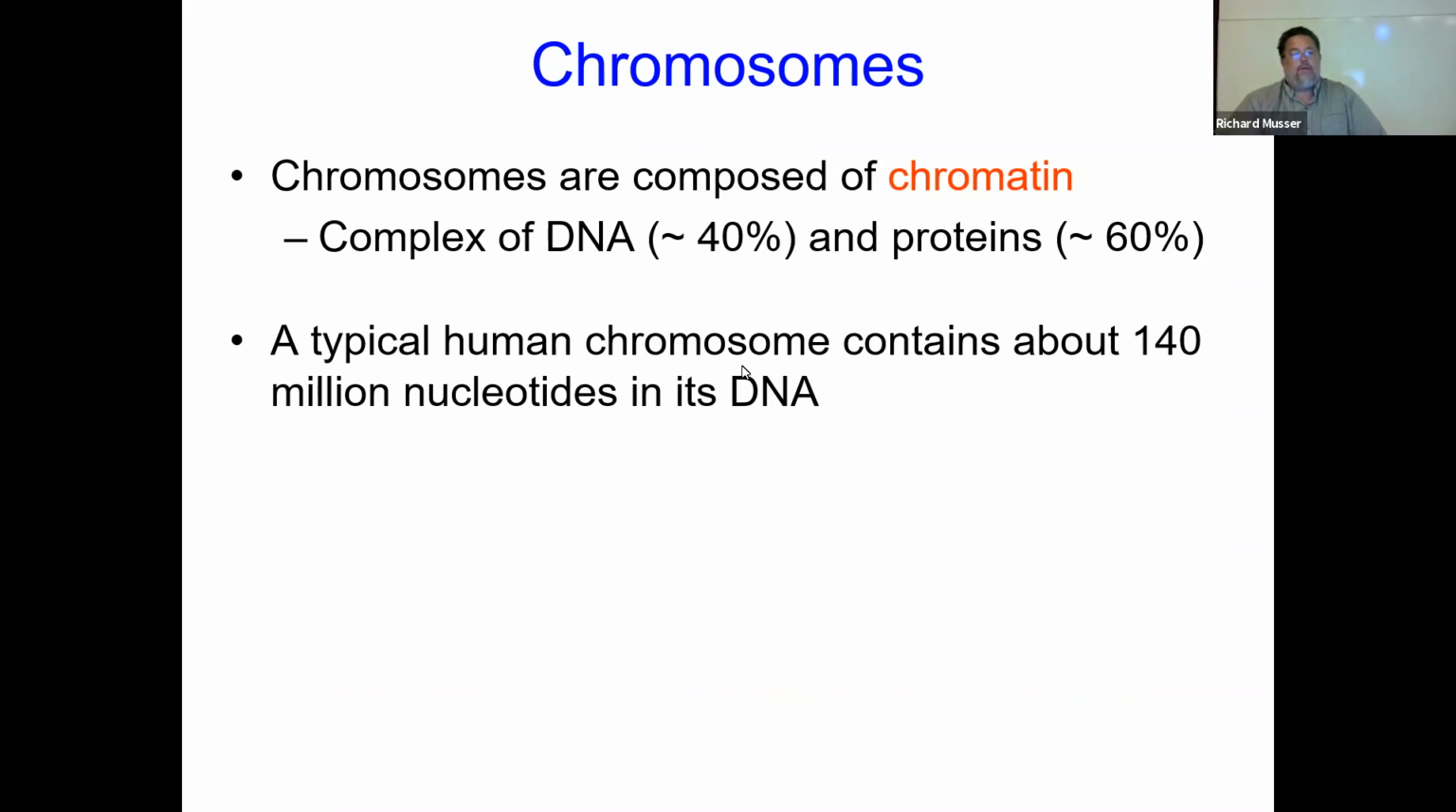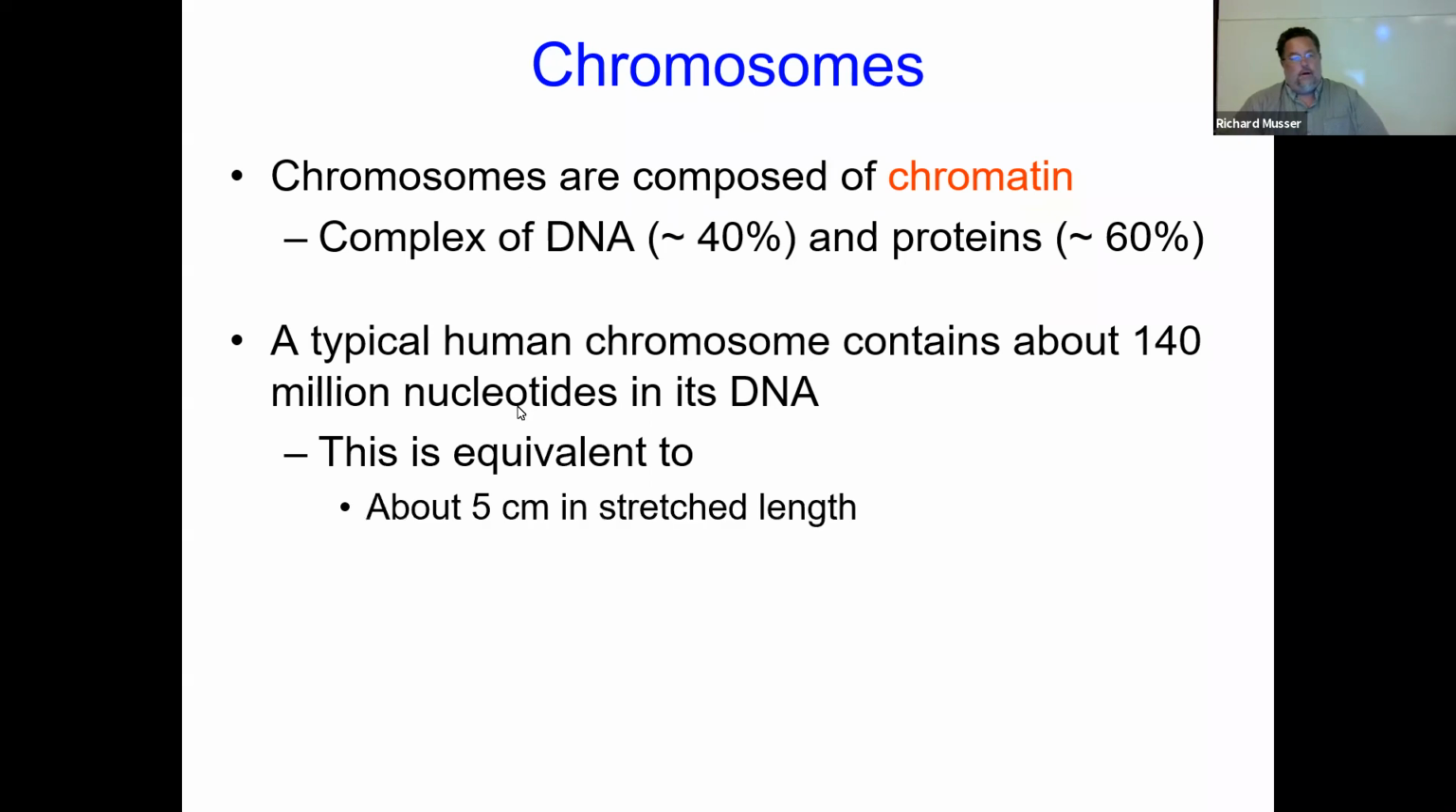A typical human chromosome, so we're talking about one chromosome in a human, has 140 million nucleotides. So all those A's, T's, C's, and G's, 140 million just for one of your chromosomes on average. We're obviously not talking about the Y chromosome of guys, but the typical chromosome, because the Y chromosome is a lot shorter, a lot smaller, right?